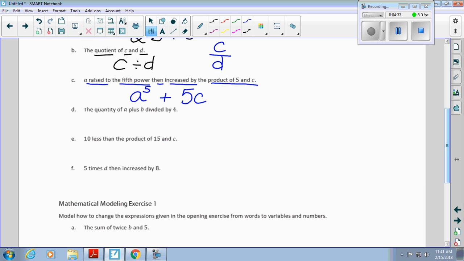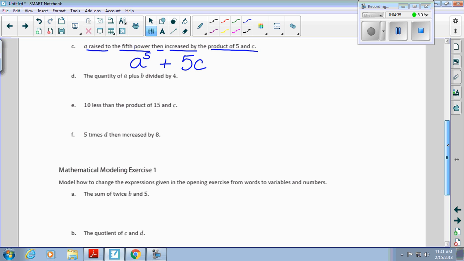Alright. Oh boy, this is where everybody turns off the video. Alright, the quantity of A plus B divided by 4. Quantity tells us what do we need? Typically, parentheses.